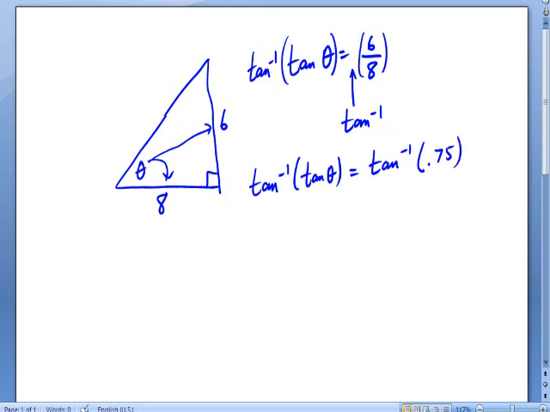Now, the purpose of doing this is that the tangent and the inverse tangent functions undo each other, or cancel each other off. So now my value for theta is just the inverse tangent of 0.75. This can be found by punching it into your calculator. All calculators that have a tangent button probably have an inverse tangent button right above it. And if we go through and type that in, that will be the value that we're looking for. In this case, theta is roughly 37 degrees.